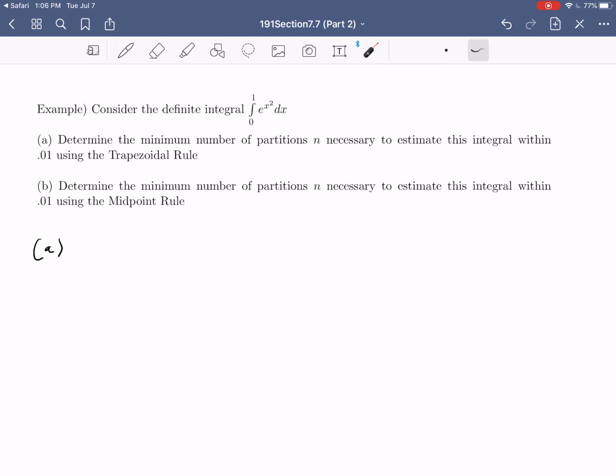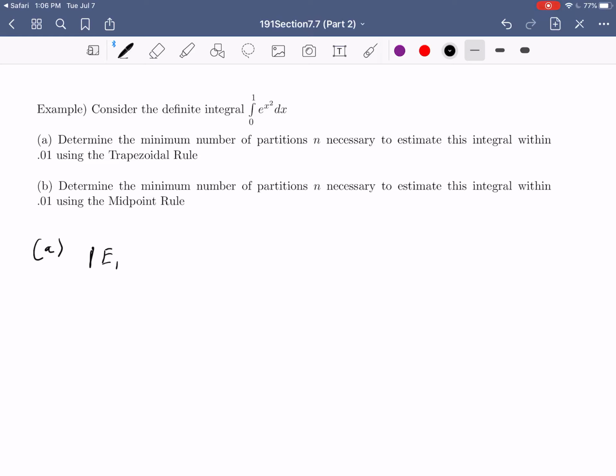Now, what's the whole point of this? Well, once you figure out what that minimum number of partitions would be, then if you were using software or something, as long as you put in more than that amount of partitions, you're guaranteed to have an error that's less than 0.01. So this is preliminary work that you would do before you then use some software to actually run that approximation. All right, so let's go ahead and talk about our trapezoidal rule.